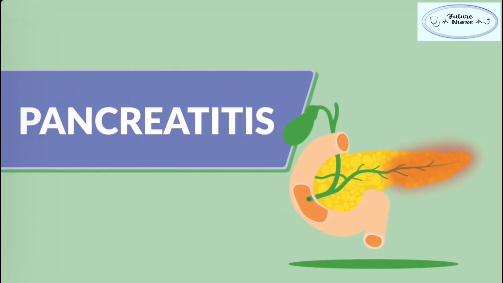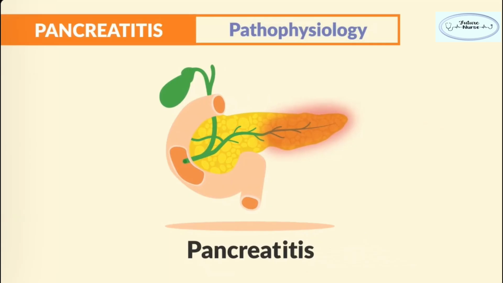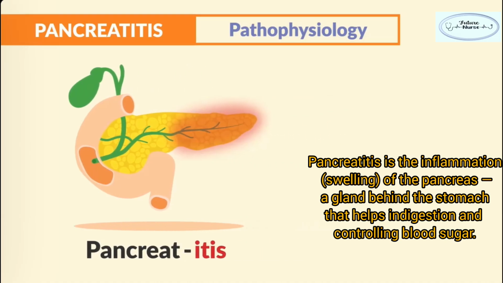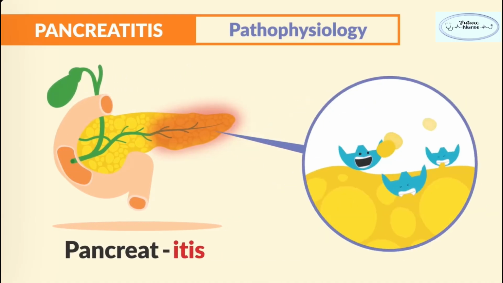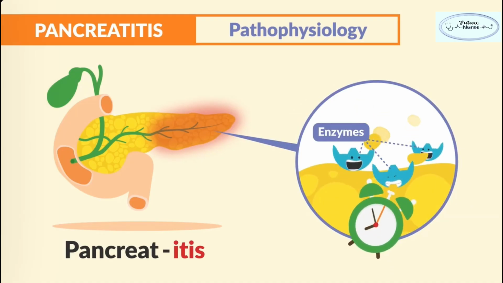Now for pancreatitis. The pathophysiology is very simple. In pancreatitis, we have inflammation of the pancreas. So anytime you see the word itis, just think inflammation. So in pancreatitis, this inflammation comes from autodigestion of the pancreas. Basically, the pancreas's own digestive enzymes have accidentally activated early.